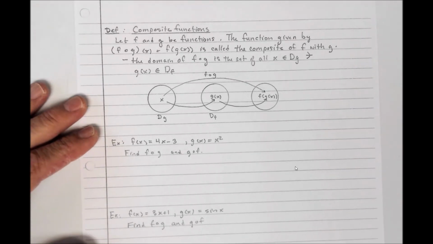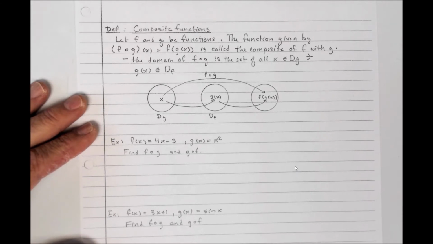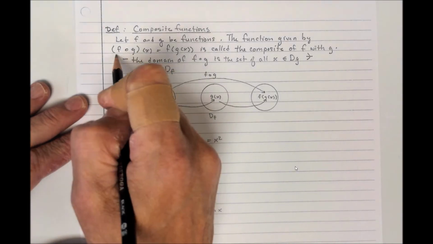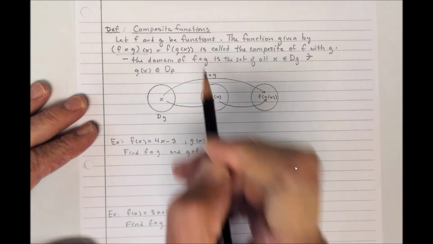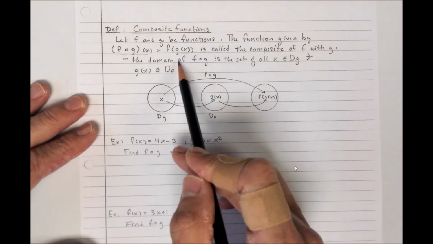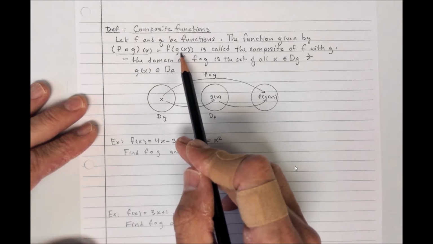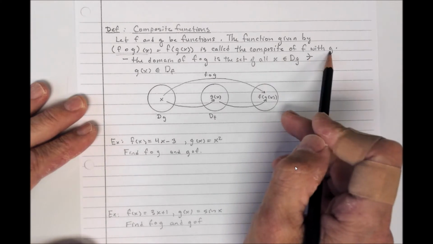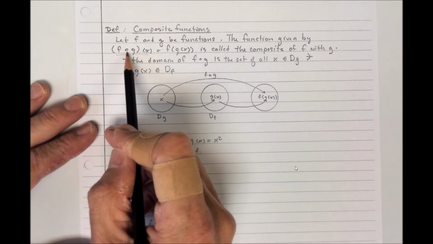Composite functions. Let f and g be functions. The function given by f circle g of x is equal to f of g of x. Notice that the one closest to the variable in this notation is the interior, the inner function, so to say. f of g of x is how it's pronounced. It's read f of g of x, not f times g of x. f of g of x is called the composite of f with g. Sometimes we say f composite g, sometimes we just say f circle g.